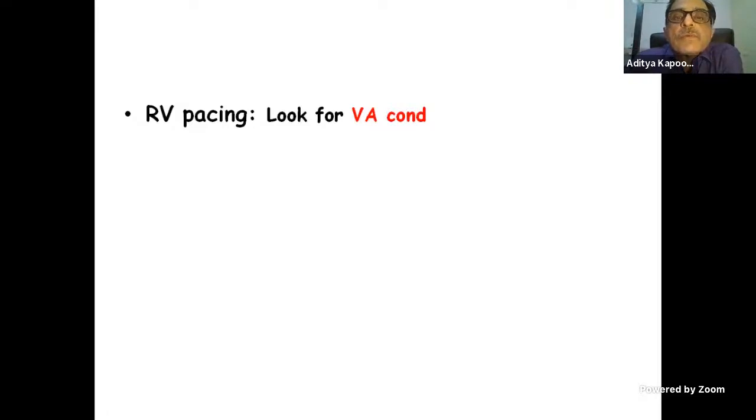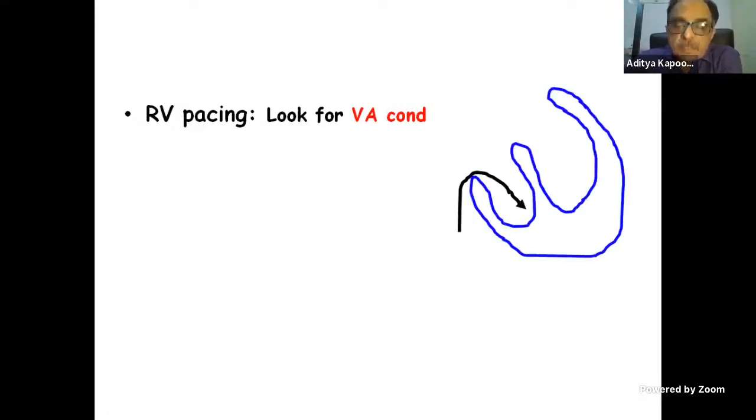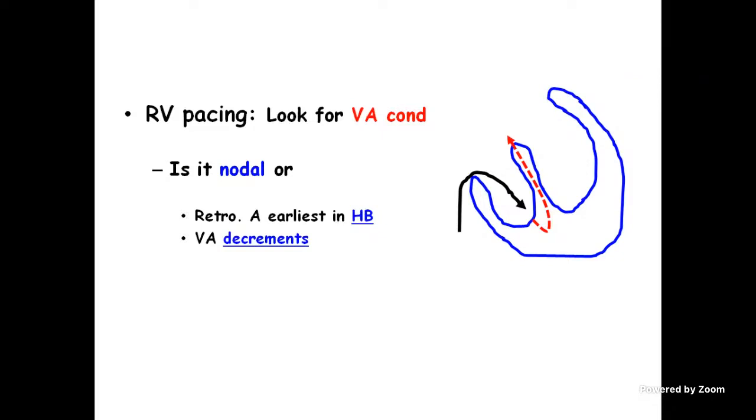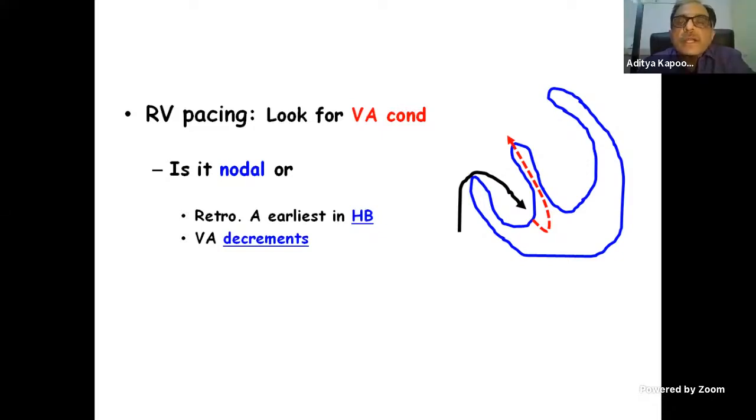So RV pacing, look for VA conduction. Say this is the RV apex and you have the catheter in the RV apex. So look at, is it nodal conduction? That is, is it going through the central His-Purkinje axis or not? If it is going through the AV node, obviously the first retrograde A wave will be visible in the His bundle and the VA will decrement, because that is the property of the AV node. As you reduce the coupling interval, the V to A interval will keep on increasing.